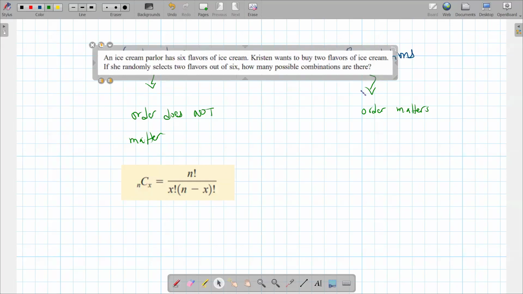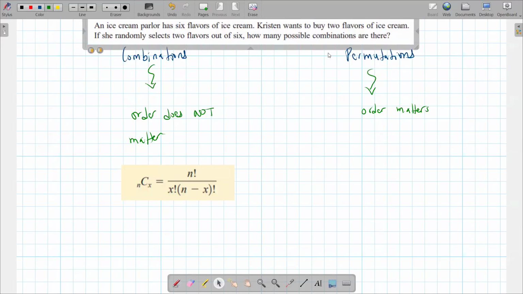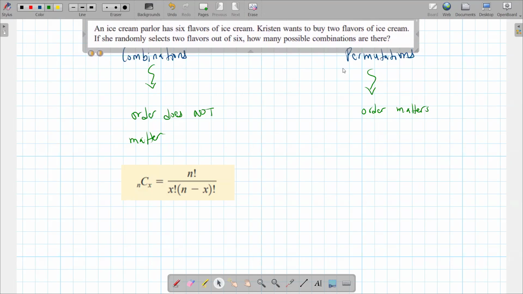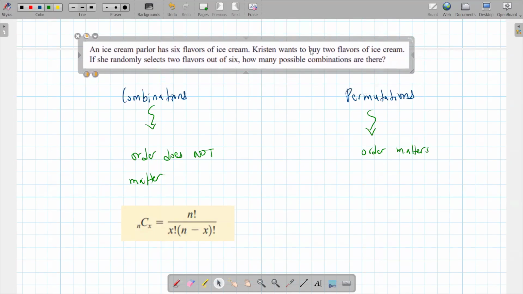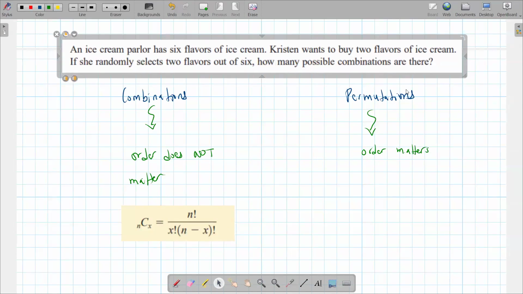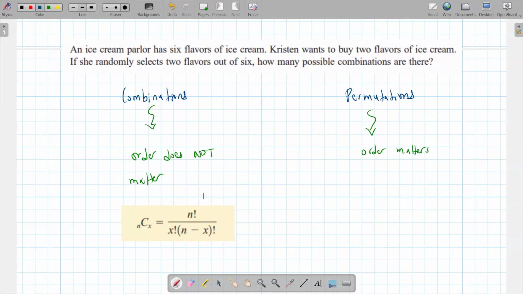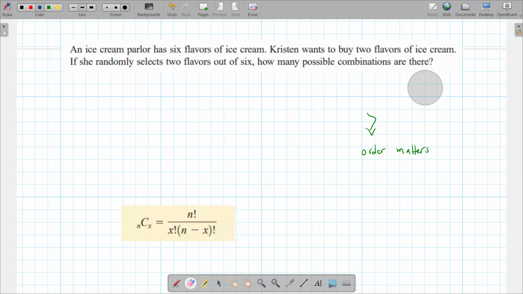The hardest part about this is deducing whether or not the order matters in the question itself. So an ice cream parlor has 6 flavors. That means the N is going to be 6. And Kristen wants to buy 2 flavors, so you're picking 2 items. Your X value is going to be 2. You're picking 2 items from 6. If she randomly picks 2 flavors out of 6, how many possible combinations are there?